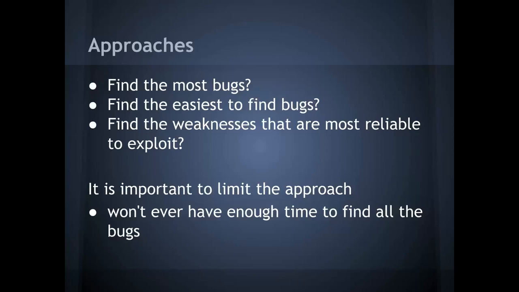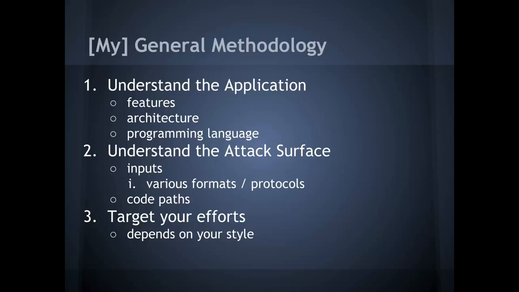It's just not feasible and it's not cost effective. Thus, it is important to prioritize in general vulnerabilities. So my general methodology to bug hunting with source code is first gain some understanding of the application. This is kind of a cyclical process. Second, to understand the attack surface and the ways in. And then third is to target your efforts accordingly.